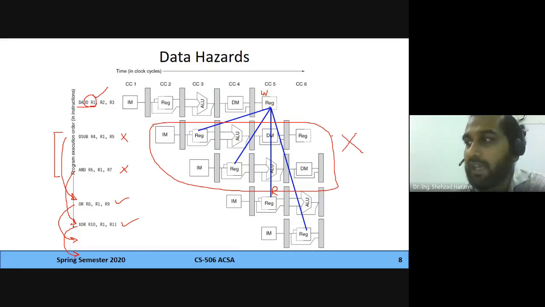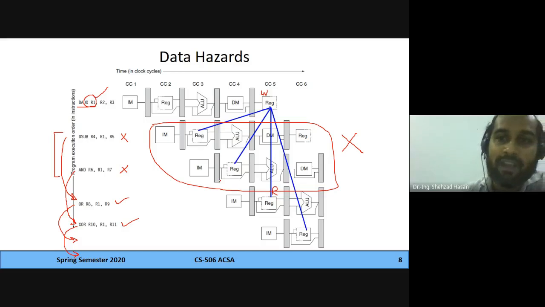And if we have wasted two cycles, our CPI is obviously going to increase, because you're not going to get any result in cycle number 6 or cycle number 7, right? So again, this is one way to do that.